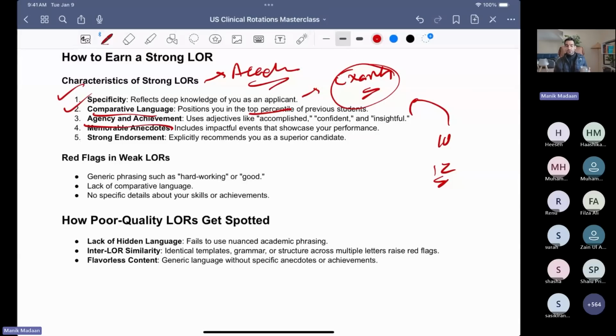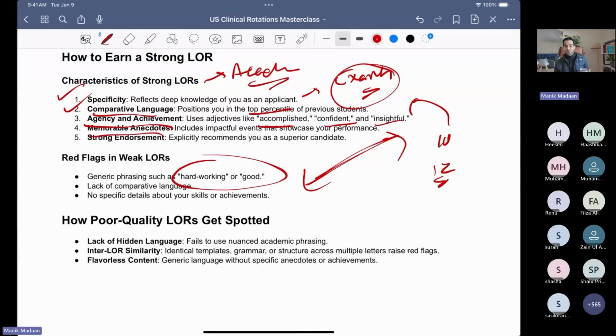Agency and achievement, using strong adjectives like accomplished, confident, insightful, right? Rather than hardworking or good, is a very big way to differentiate. LORs from academic physicians have that secret language, right? These are strong adjectives, right? Accomplished, confident, insightful, versus hardworking and good, which are weak adjectives.